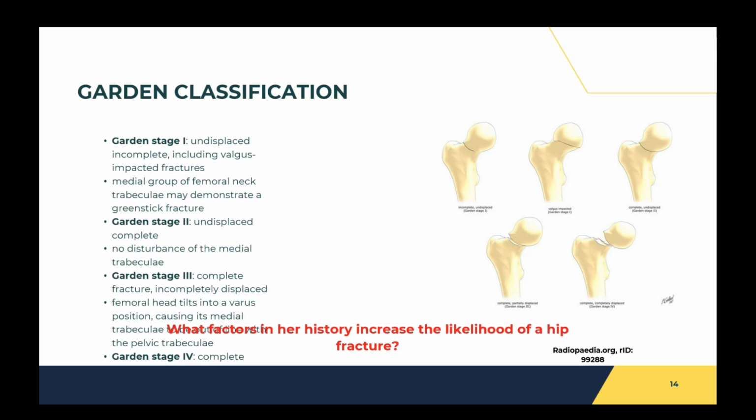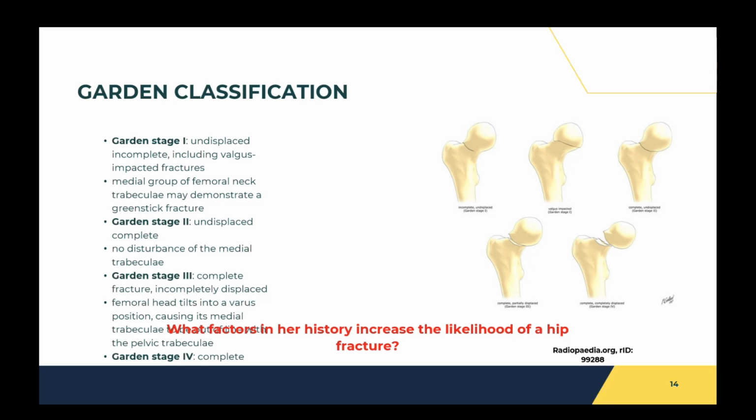Okay, so what factors in her history increase the likelihood of a hip fracture? Old age, yeah. History of osteoporosis, yeah. Female, yeah. I think female of elderly age, yeah.